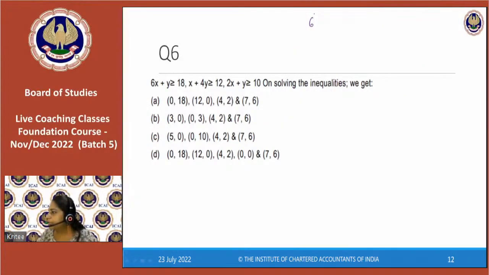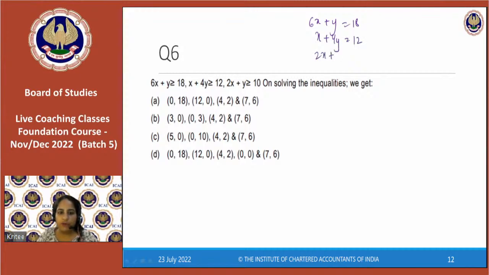People have started giving me answers. Most of you have given me A as the answer for the practice question. So yes, I am already getting option A. I think then I need not solve it. Thank you so much. But the lines are 6x plus y is equal to 18 and x plus 4y is equal to 12.